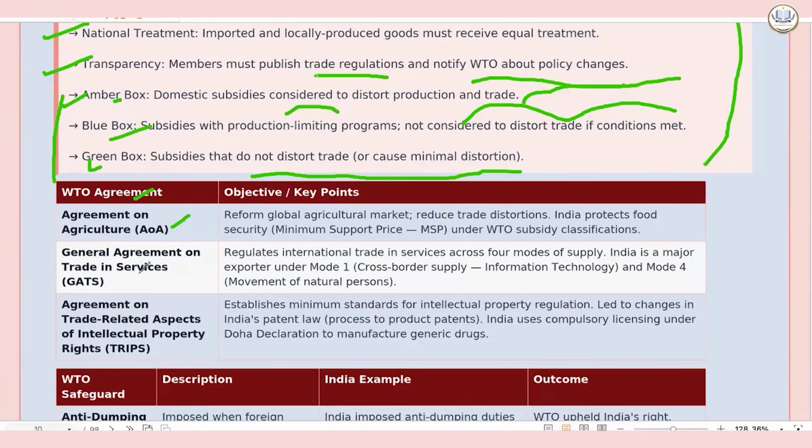Important for your examination. Okay. Come to General Agreement on Trade in Services. So it regulates international trade in services across 4 modes of supply. India is a major exporter under mode 1, that is cross-border supply, information technology. We are a big exporter of IT, and mode 4, that is movement of natural persons.